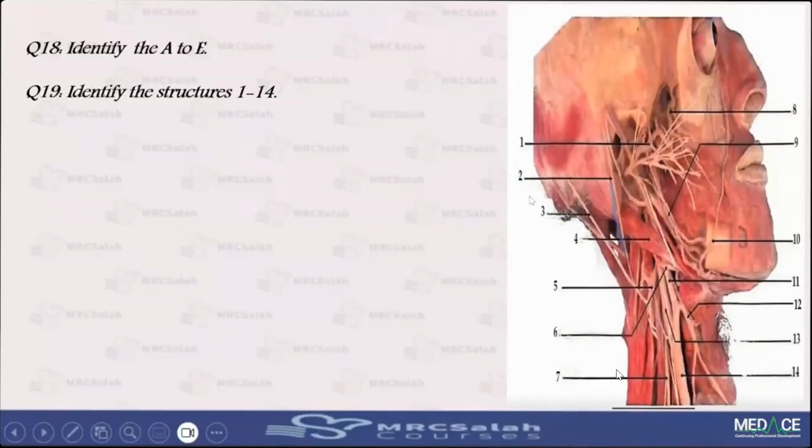What about number 3 here? 3 is the cervical plexus, so I believe it's the occipital. Yes, it is the lesser occipital nerve. What about the nerve number 2? 2 is the posterior auricular. Yes, it's the greater auricular nerve.